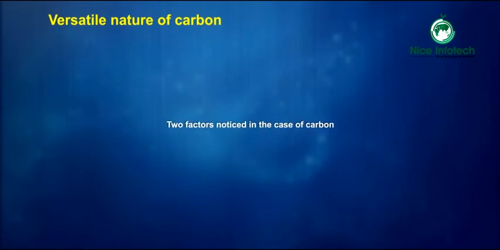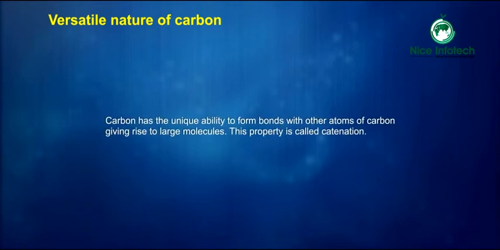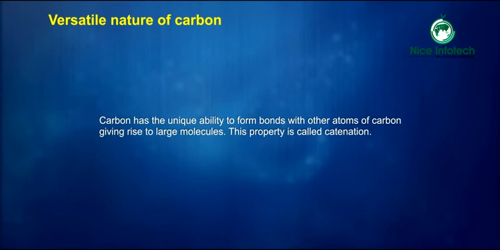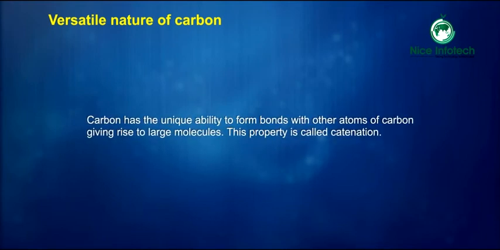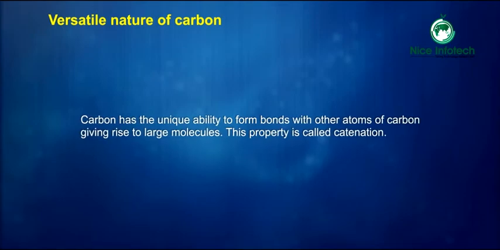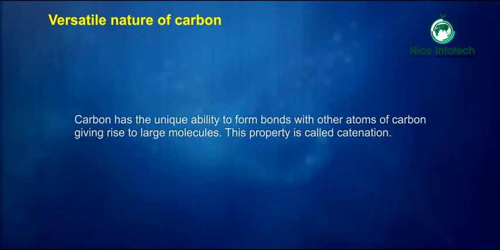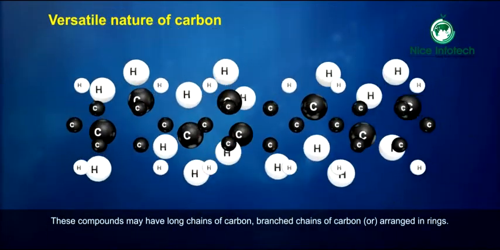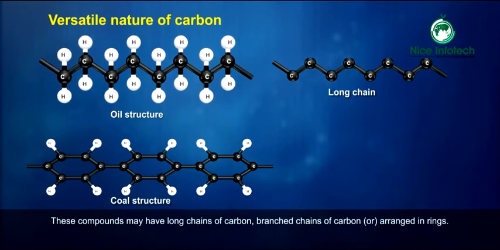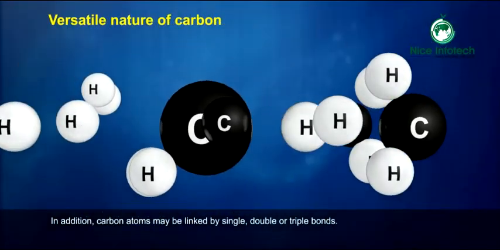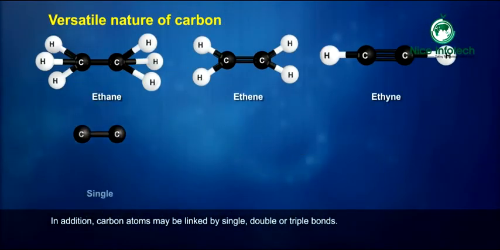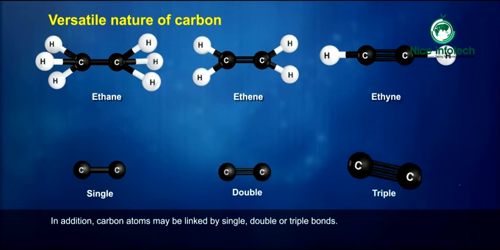2 factors are noticed in the case of carbon. Carbon has the unique ability to form bonds with other atoms of carbon, giving rise to large molecules. This property is called catenation. These compounds may have long chains of carbon, branched chains of carbon, or be arranged in rings. In addition, carbon atoms may be linked by single, double, or triple bonds.